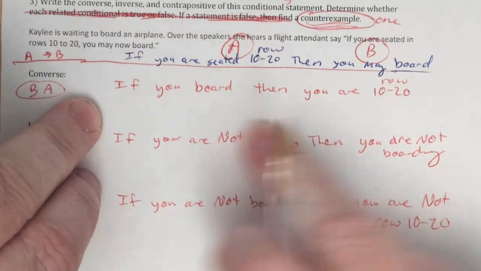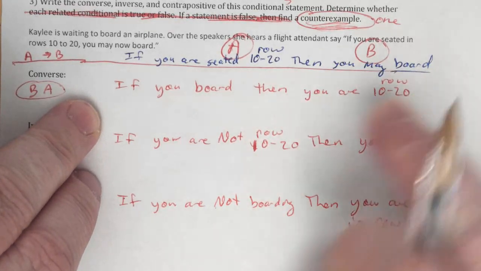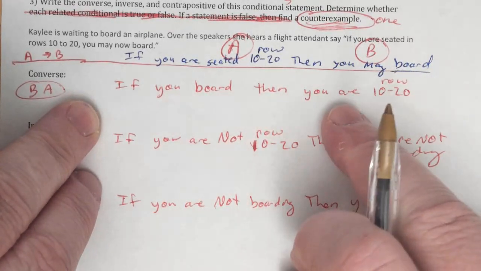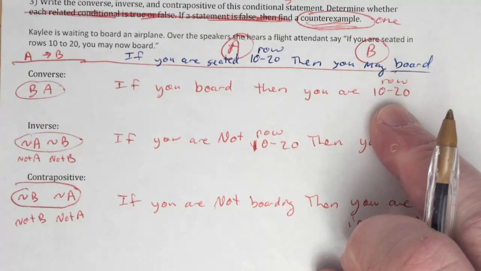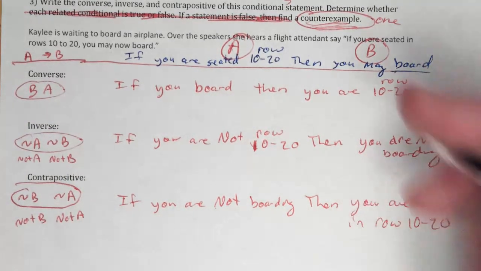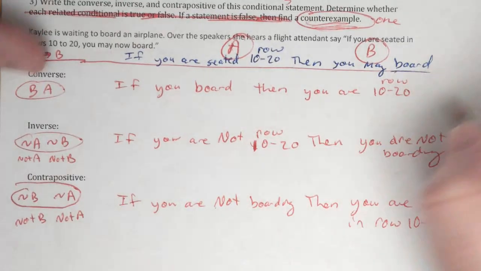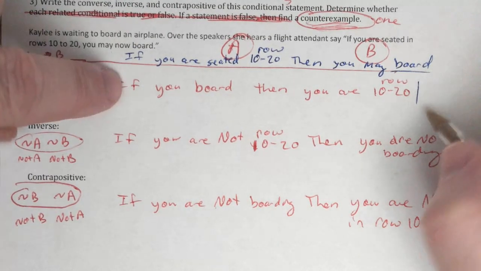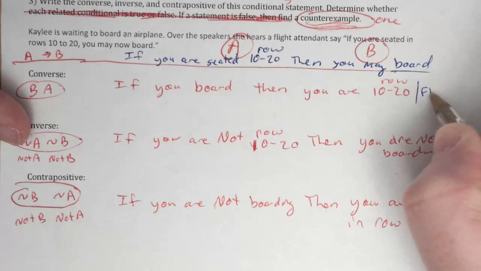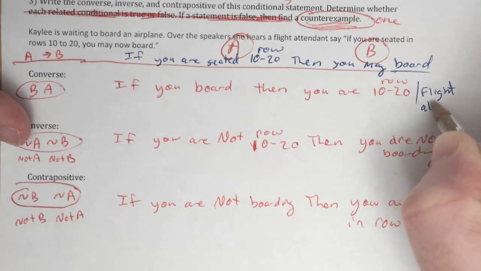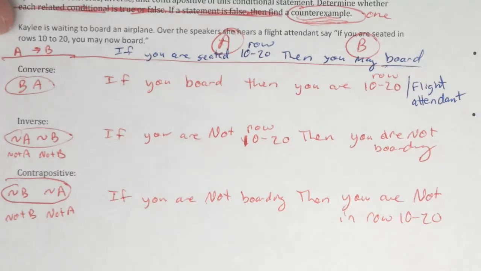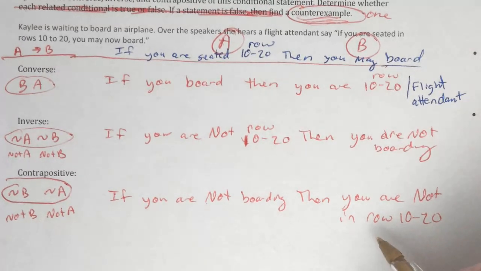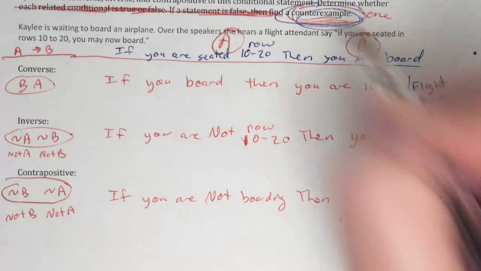So this part's always true. What would disprove this one? We're boarding, but you're not in rows 10 through 20. Why would you be boarding then? Okay, here is a counterexample. A counterexample would be you're a flight attendant. You just have to be on the plane. That's a good reason, right? The flight attendant. That is a counterexample.